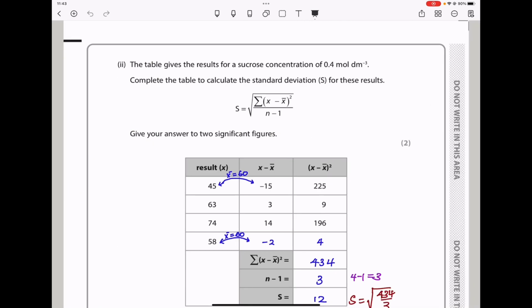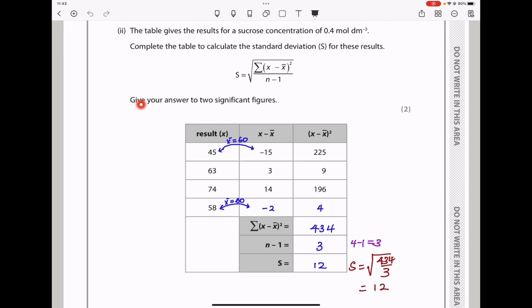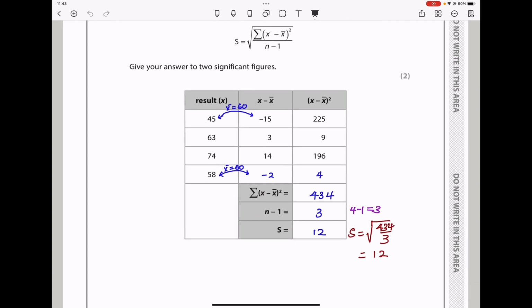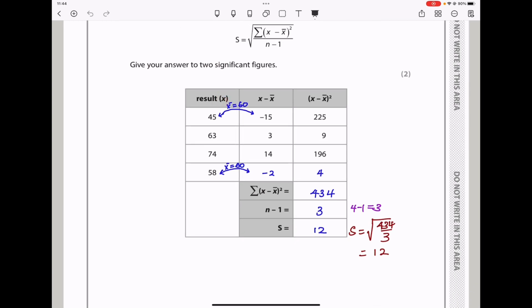Moving on. Here they say the table gives the results for a sucrose concentration of 0.4 mol per decimeter cubed. They say complete the table to calculate the standard deviation for these results. They want you to give your answer to two significant figures. From the results, we see there is x, but there is x minus x bar, which is negative 15. If this is 45 and x minus x bar is negative 15, it means x bar is going to be 60. So 45 minus 60 gives us negative 15. And therefore, we can find this result here.